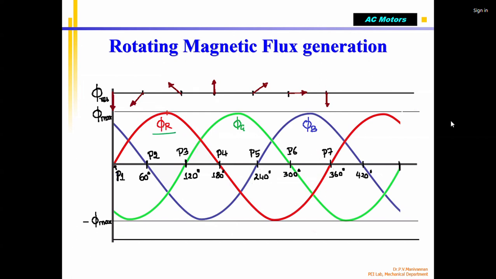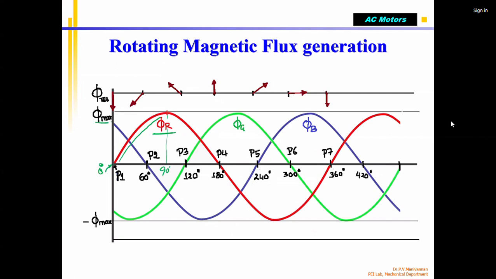One is phi r. That means the red phase magnetic flux is varying in sinusoidal fashion. You can see that the x-axis is degrees. This is 0 degree. At 0 degree, the red phase magnetic flux is 0, and it is increasing sinusoidally. When it is 90 degrees with respect to the starting location, you can see the red phase becomes maximum flux. Phi r, the red phase magnetic flux, is maximum.